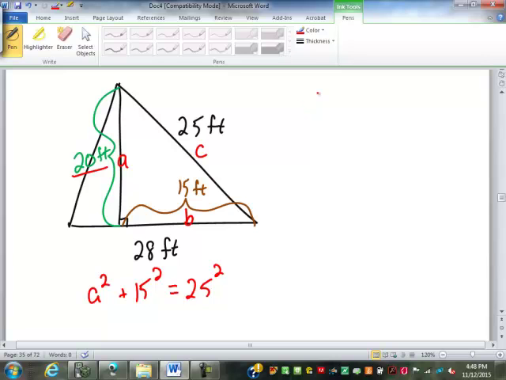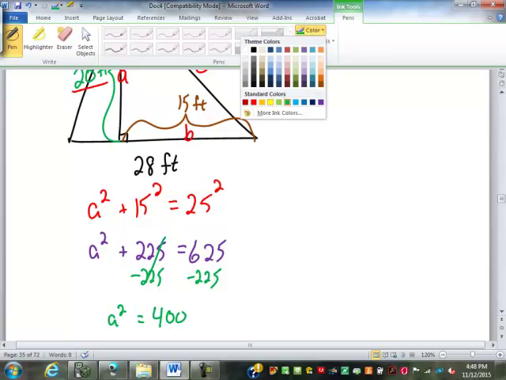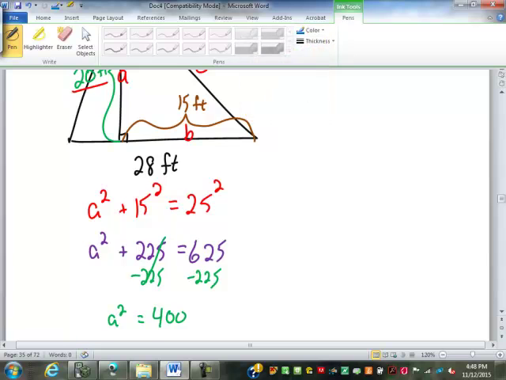Everybody see where the 20 came from, or anybody want me to work through that? Sure. So, 15 squared is 225. 25 squared is 625. So I have to subtract the 225. A squared equals 400. Square root of 400 is 20.